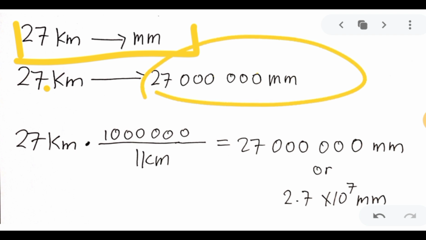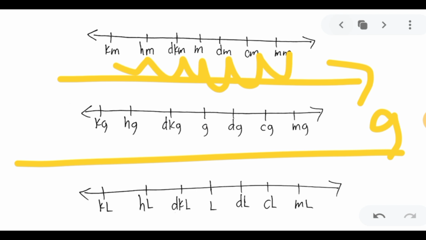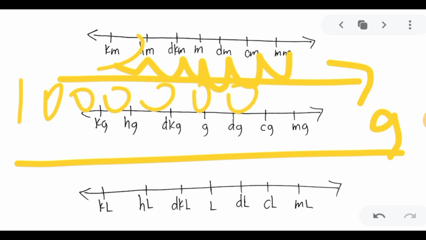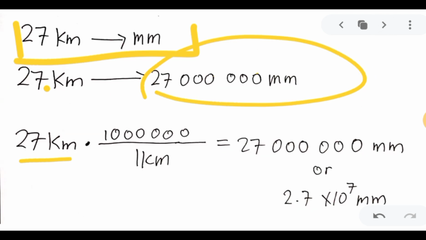Or, it can also be done this way, the factor label method. You have your 27 km. Then, in 1 km, how many millimeter? So, that is 6. That means you have your 1 automatically and then add 6 zeros. Meaning to say, in 1 kilometer, you have 1 million millimeter. So, just multiply that into the unit. Where is the unit here? mm.